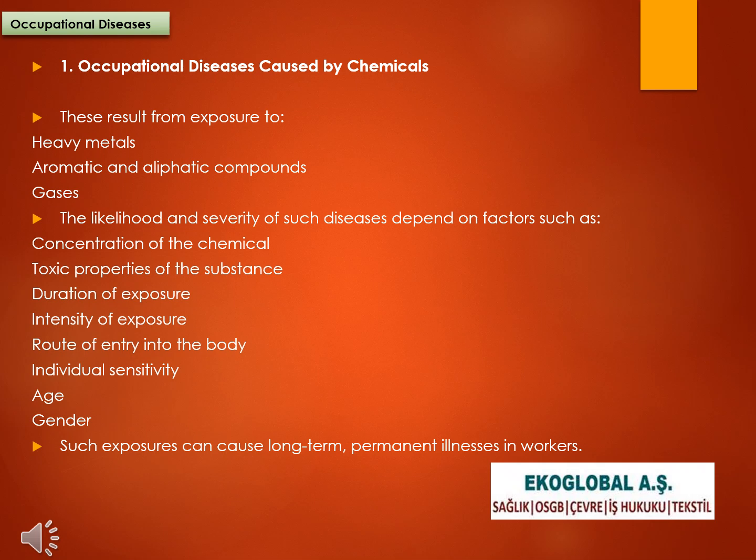Chemical-related occupational diseases arise from exposure to heavy metals, aromatic and aliphatic compounds, and various gases. The risk is influenced by the concentration and toxicity of the substance, the duration and intensity of exposure, and the route by which it enters the body. Individual factors such as sensitivity, age, and gender also play a role. Over time, these exposures can lead to serious, permanent health conditions in employees.